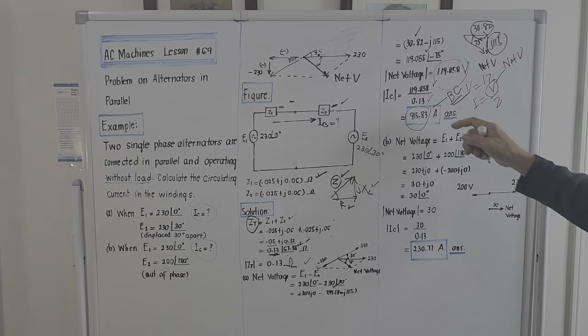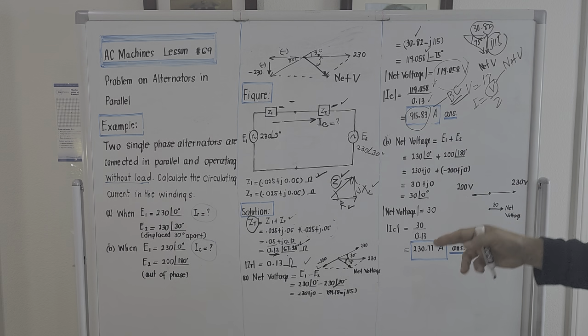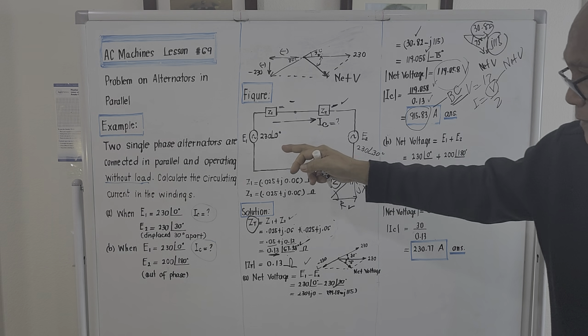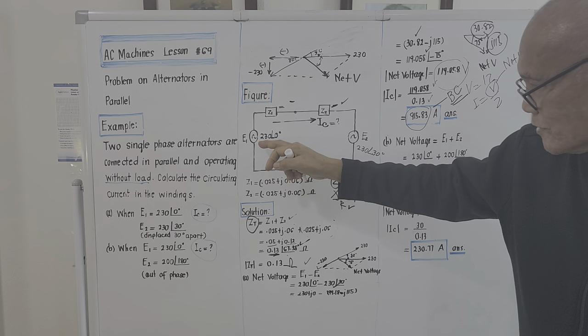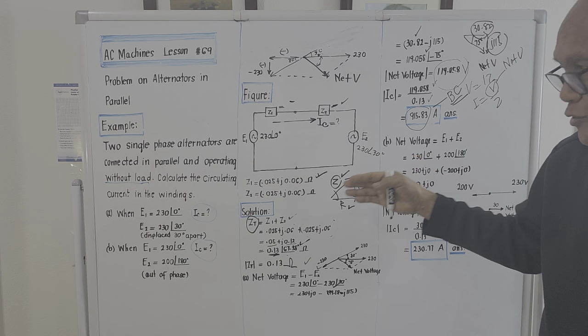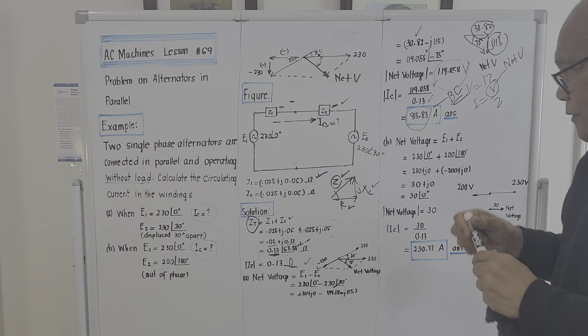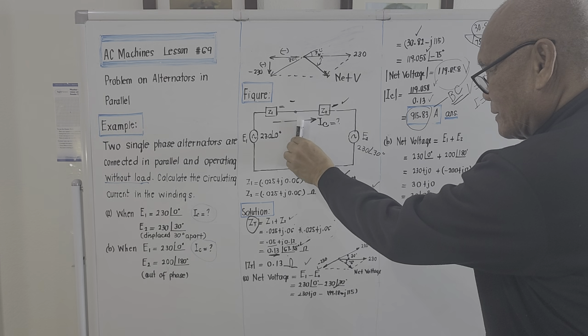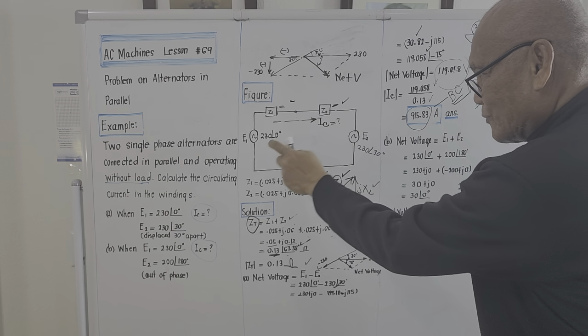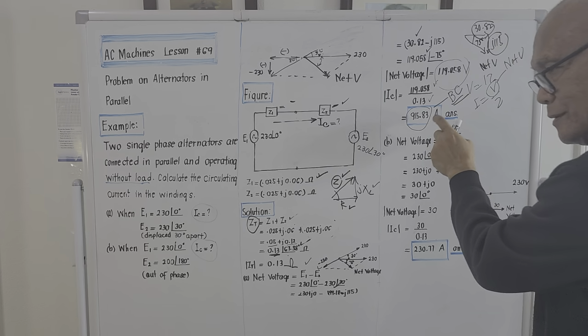Okay? So this 915 might be bigger than the current that will come out from generator number 1 or number 2. So in the worst case scenario, if the load is disconnected, this might get burned and this might get burned, because this is very big.